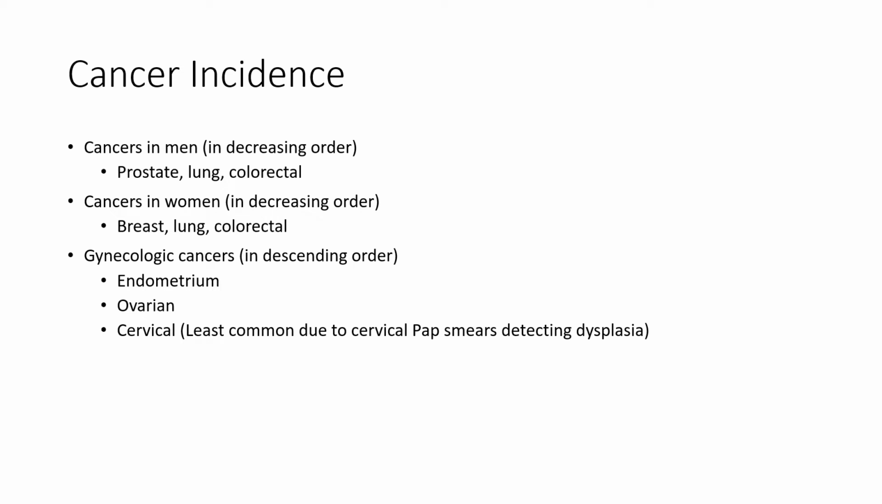The cancers that are common in men in decreasing order are prostate, lung, and colorectal, whereas in women they are breast, lung, and colorectal cancers. Gynecologic cancers in descending order are endometrial cancers, ovarian cancers, and cervical cancers. Cervical cancers are decreasing in incidence because of cervical pap smears detecting dysplasia.